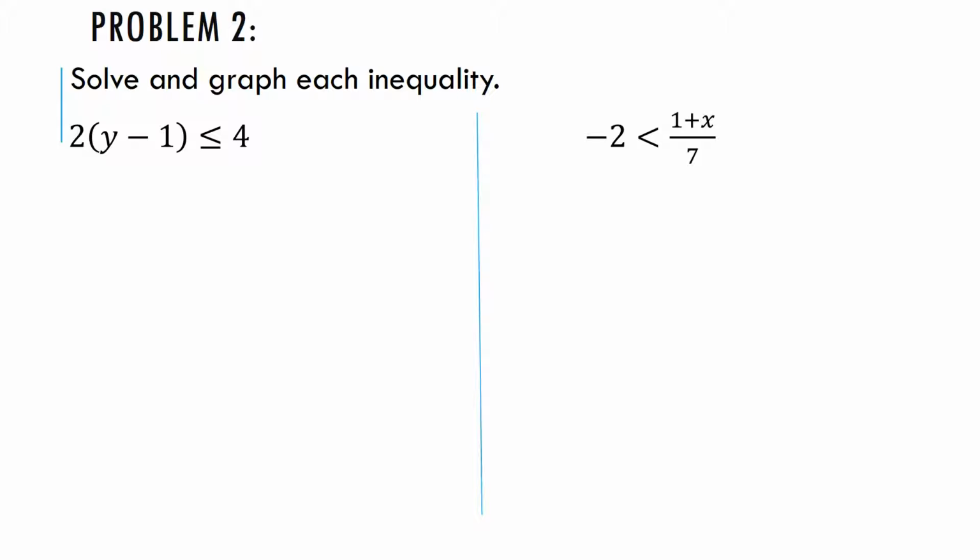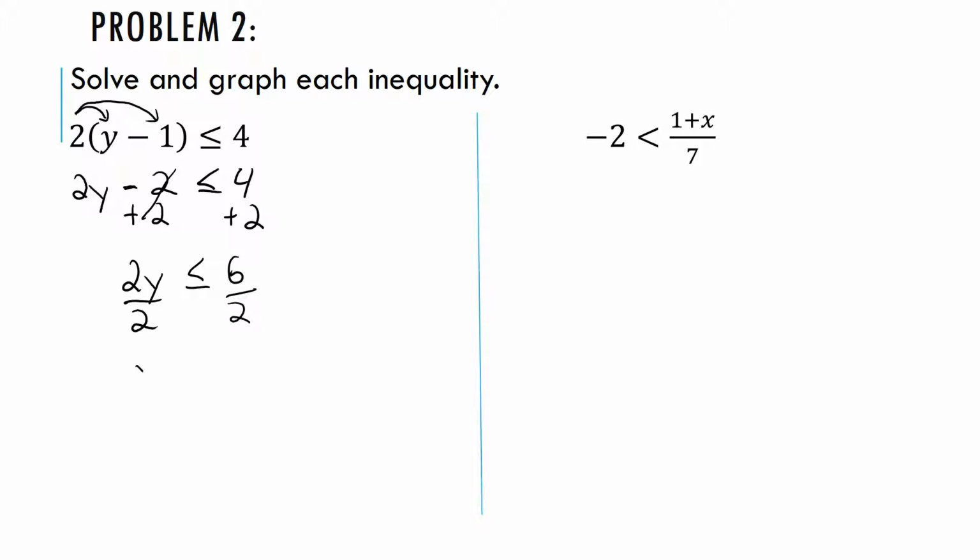Okay, for these two problems, we're solving an inequality just like before, just like solving an equation. I'm going to go ahead and distribute the 2. So I have 2y, 2 times -1 is -2, less than or equal to 4. I'm going to add 2 to both sides because I want to get the y by itself. So I have 2y less than or equal to 6. I'm going to divide both sides by 2. So I have y is less than or equal to 3.